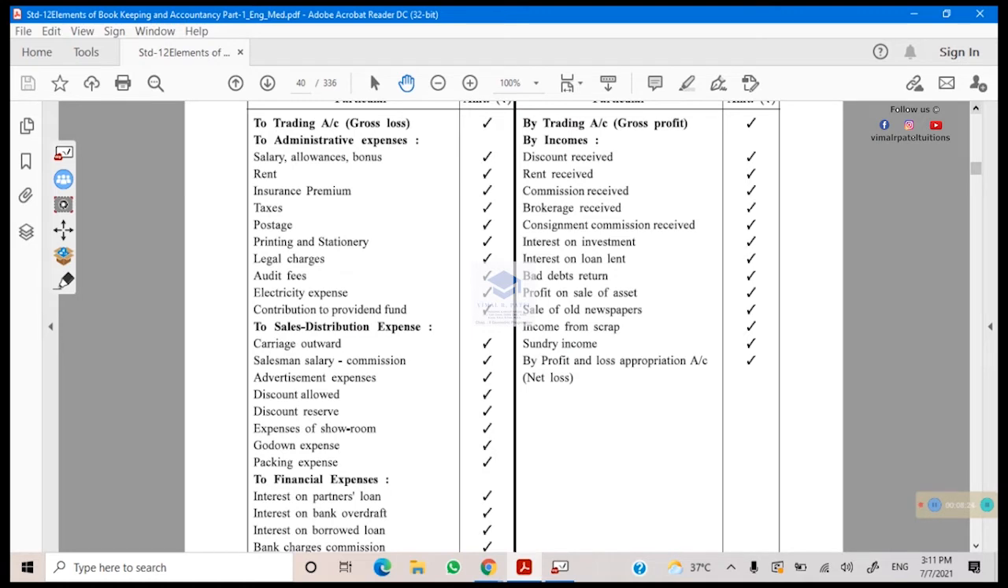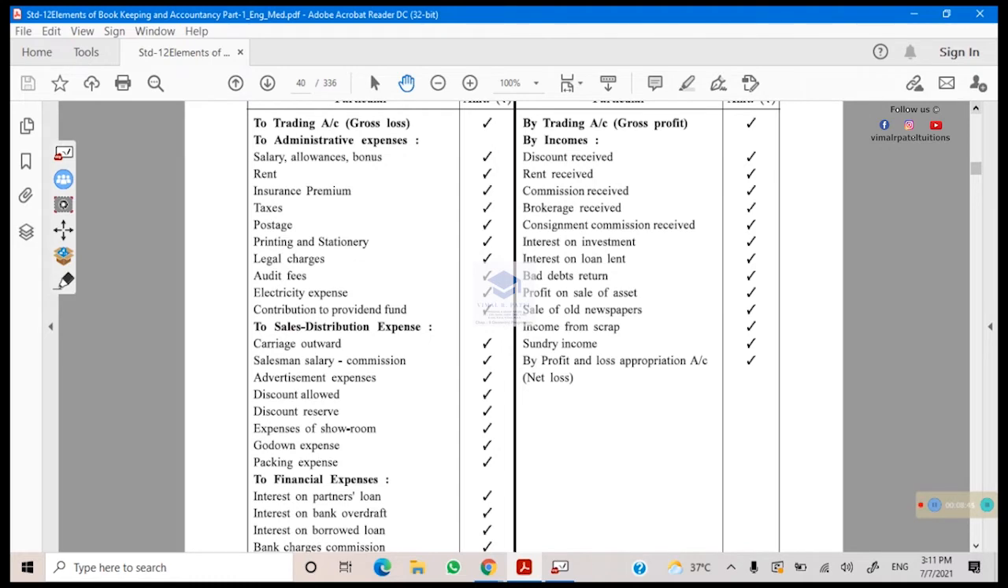Then bad debt recovered or bad debt returned. The amount which was written off as bad debts in the past, now that person is returning back the money which we were supposed to receive earlier. Then profit on sale of assets, sale of old newspaper, income from scrap, sundry income, miscellaneous income. All this will be credited to profit and loss account.